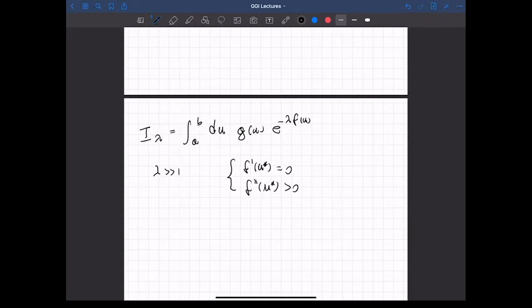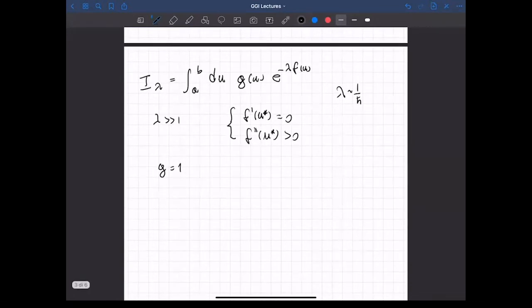This is in a way a schematic version of a path integral, if you think that u is your field, g is your observable, lambda is one over h bar, and f is your action. Now I want to be very simple, so let's set g to one. If you want, it's a partition function. Suppose that there's only one u star in my integration interval. I can expand my function around this point. The first order vanishes, so I have only this term.